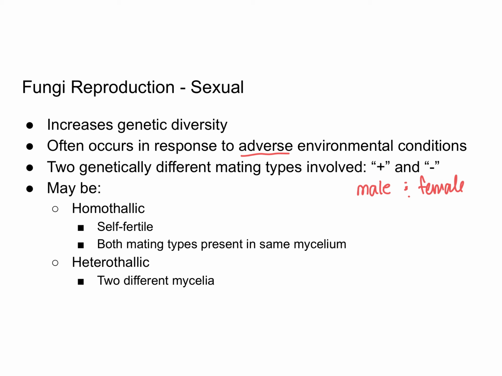Now, some fungi might be homothallic, and homo means same. Remember, the thallus refers to the mycelium. And fungi that are homothallic are able to self-fertilize. And so essentially there are cells in the same mycelium that represent these two different mating types. And so just two cells from the same mycelium can fuse or merge in order to conduct sexual reproduction.